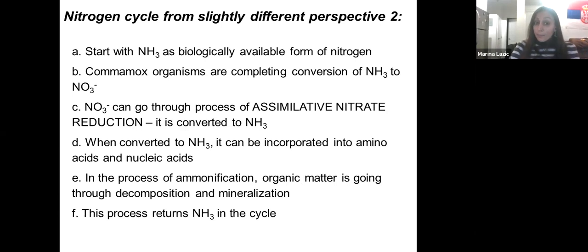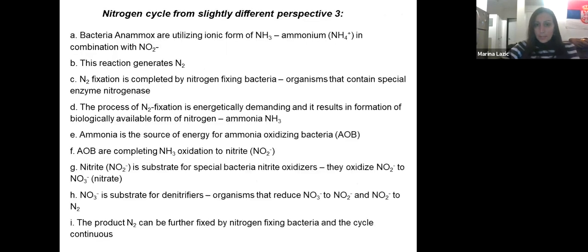Nitrogen cycle from perspective 2. Again, we start with ammonia as the biologically available form of nitrogen. And here we have an organism that has it all. If you remember, in the previous one we had ammonia oxidizers and NO2 minus oxidizers, which complete nitrification, the conversion of ammonia to NO3 minus. These comammox organisms do everything together, so they completely convert NH3 to NO3 minus. Then NO3 minus goes to assimilative nitrate reduction and is converted to ammonia, again incorporated into amino acids and nucleic acids, organic matter decomposes, and ammonia is returned into the cycle.